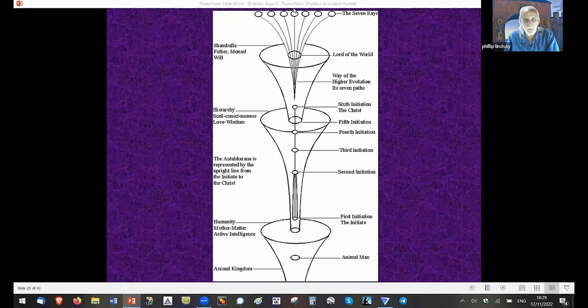So the 7 rays pour through these 3 flasks and condition every kingdom in nature. The animal kingdom, the vegetable kingdom, the mineral kingdom, as we'll see as we work through some of these septenaries. And of course the human kingdom. We all have a soul ray, personality ray, a mental body ray, an astral body ray, a physical body ray. And we have sub-rays of those rays as well, which is really getting into a lot of detail.